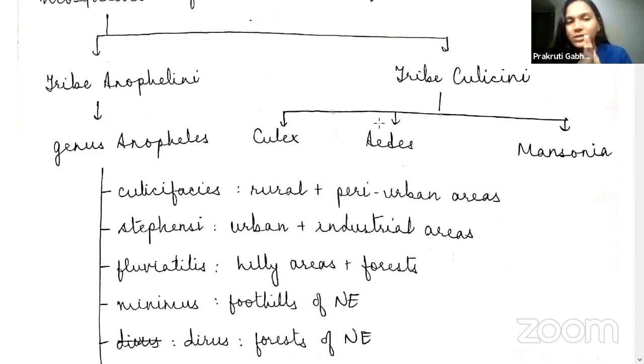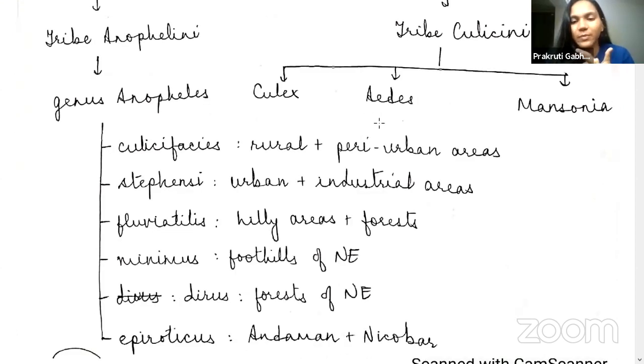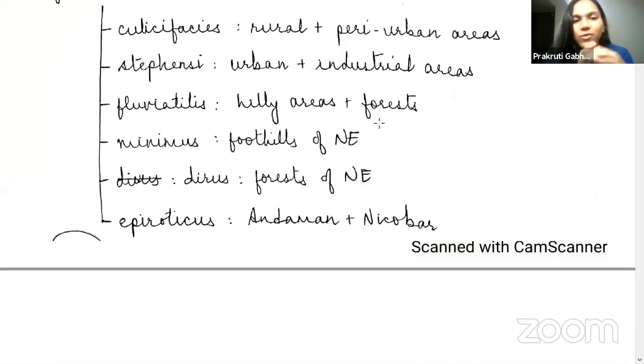Now, the important species of Anopheles. What we did earlier was the species of the protozoan parasite Plasmodium, which causes malaria; this is about the vectors of malaria. These are the important species, and this is given in Park, so I think we should know this. The most important is obviously culicifacies, seen more in rural and peri-urban areas, and stephensi, which is responsible for malaria in urban and industrial areas like Mumbai. I think the overall most common and popular one is stephensi. Apart from that, you have fluviatilis, found in hilly areas and forest regions, Anopheles minimus, found in the foothills of the Northeast, Anopheles dirus, found in the forests of the Northeast, and sundaicus, found in the Andaman and Nicobar.